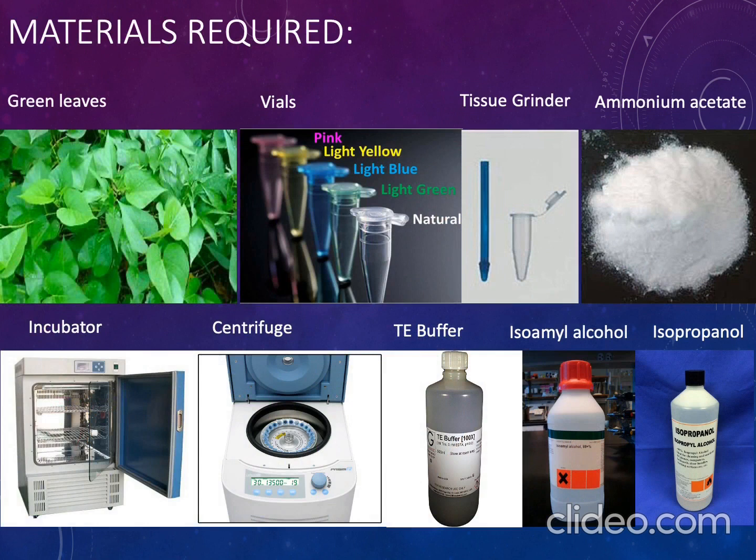The materials required for this experiment are green leaves, vials, tissue grinder, ammonium acetate, incubator, centrifuge, TE buffer, isoamyl alcohol, and isopropanol.